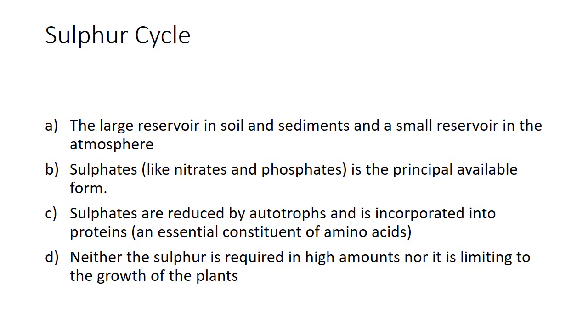Sulfates, like nitrates and phosphates, are the principal available form. Sulfates are reduced by autotrophs and incorporated into proteins, and are an essential constituent of amino acids. So similarly, we have discussed the importance of nitrogen, the importance of phosphorus, and now sulfur for the presence of life on the face of the earth. Sulfur is neither required in high amounts, nor is it limiting to the growth of plants, but it is still important for the plants.